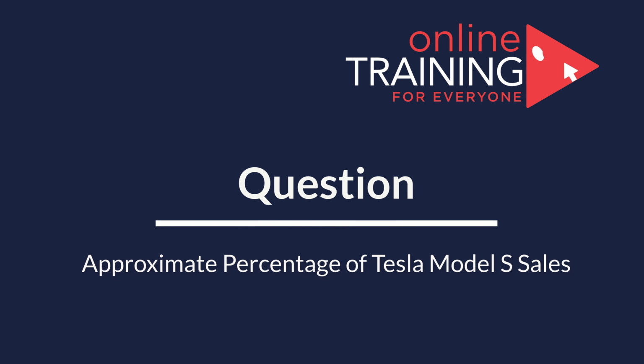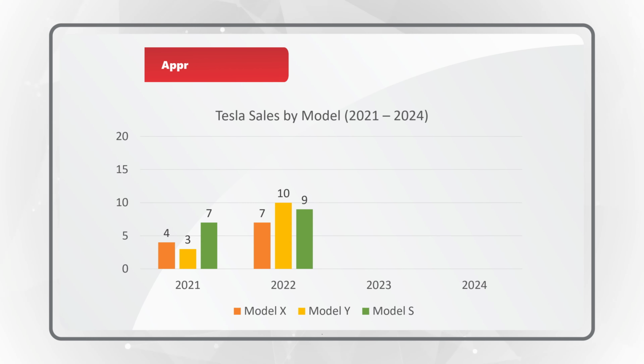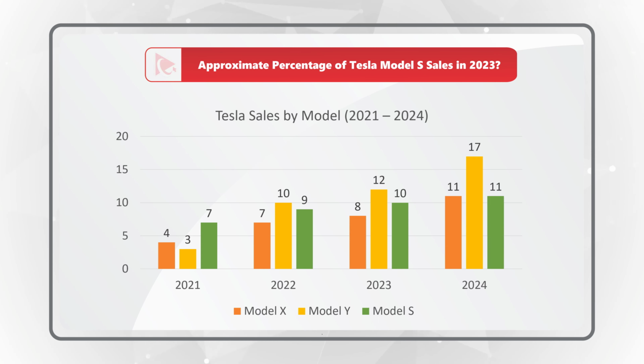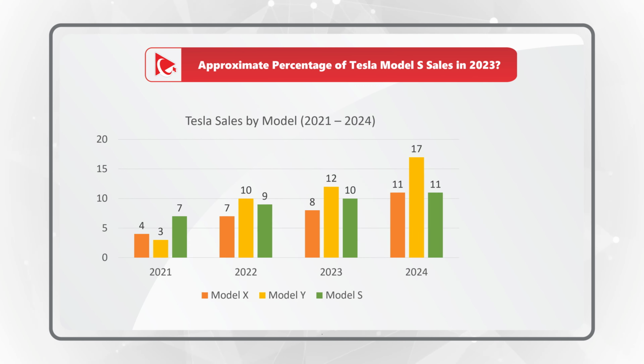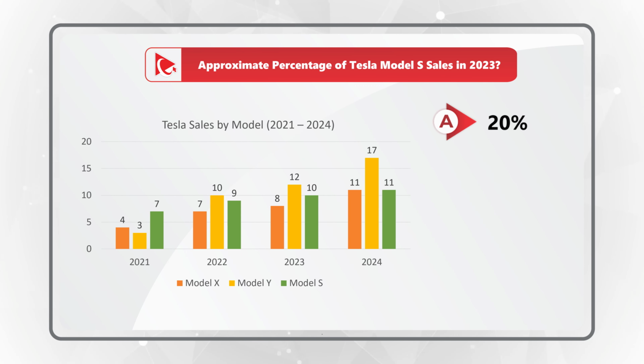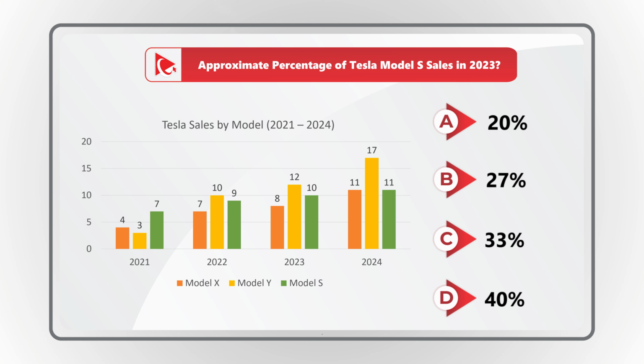And now, I think it is an excellent time for you to try your skills to see if you can solve the challenge. You need to determine the approximate percentage of Tesla Model S sales in 2023. You're presented with a chart that shows sales by model between the period of 2021 and 2024. And you have 4 different choices. Choice A, 20%. Choice B, 27%. Choice C, 33%. And then choice D, 40%. Give yourself a little bit of time, do the mental math, maybe pause this video to see if you can get to the correct solution.